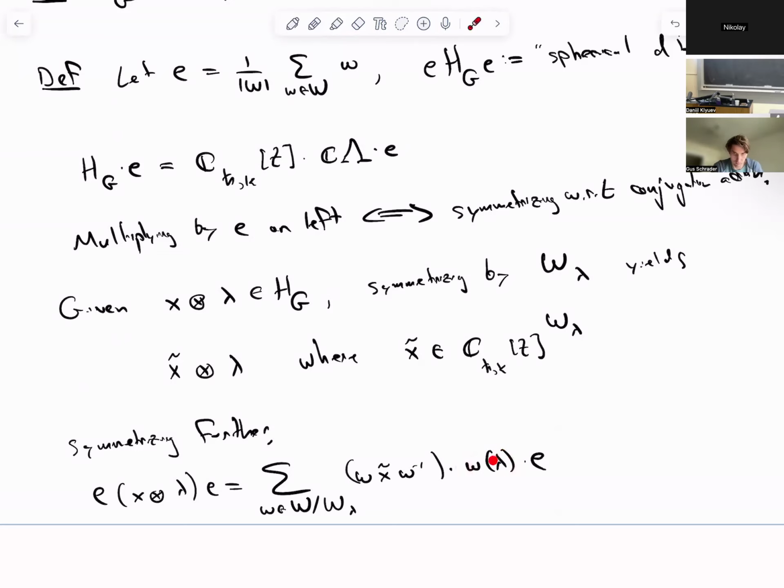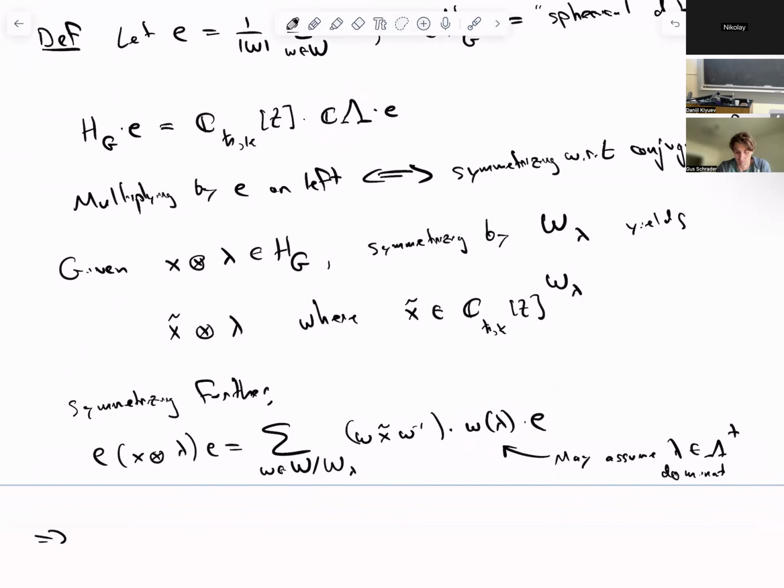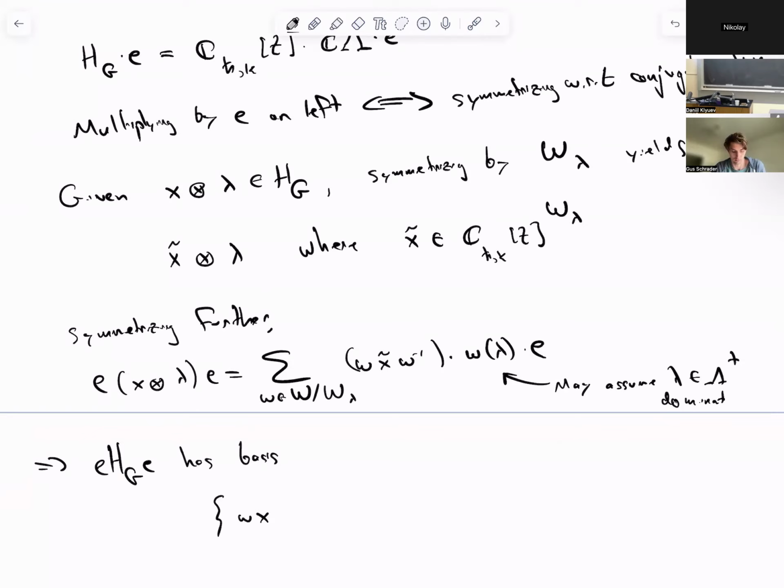And here lambda was any co-character. In this symmetric sum, we can just pick the one for which W lambda is dominant. So we may assume lambda is dominant. So now we've obtained a large list of elements of the spherical degenerate DAHA, and in fact, these are a basis of it. Yes, this was W sub lambda, it's the stabilizer of lambda, so it fixes lambda. So the spherical subalgebra has a basis given by these expressions.